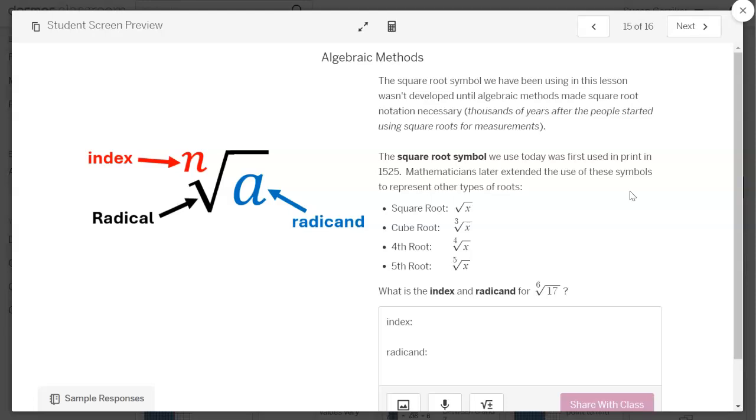And they are basically using what they're seeing here to find the index and the radicand for the expression sixth root of 17. This tells them up here that the first time this symbol showed up in print was in 1525. So mathematicians worked with square roots long before 1525, but until they started doing algebraic methods, they didn't really need the symbol. And then when they started with the algebraic methods, they created the symbol to facilitate those methods.